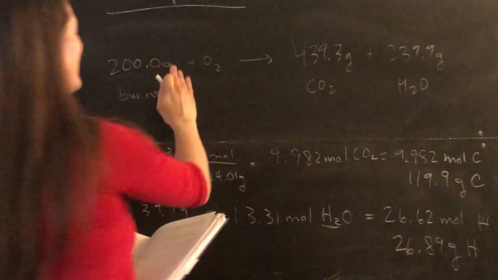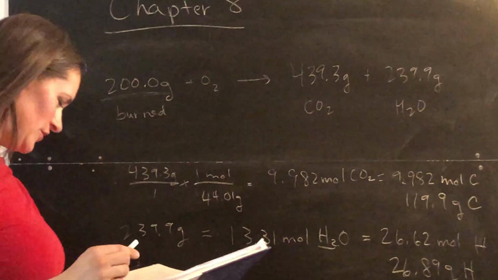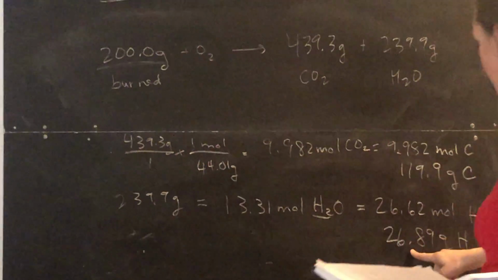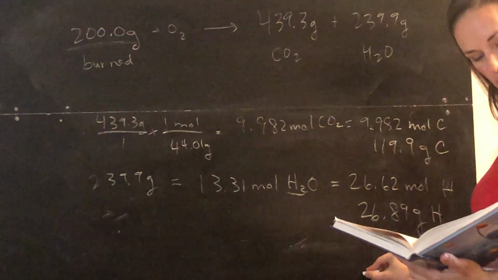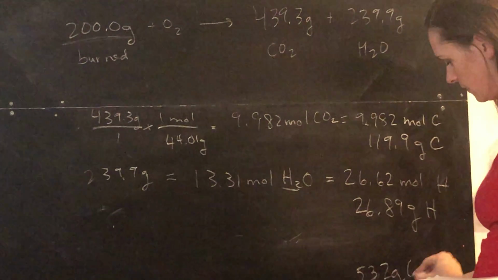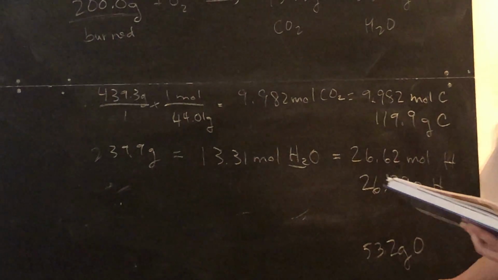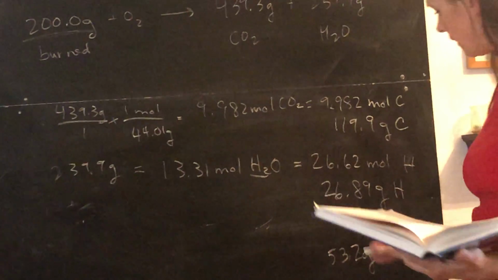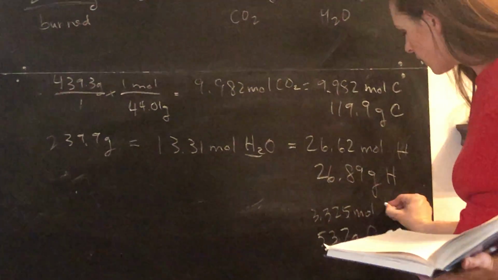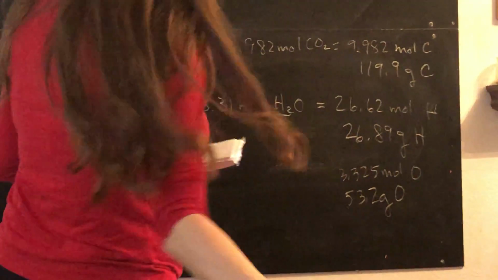No, I'm sorry, we didn't get it from here. This is what we use for combustion. It's what's left as oxygen in the original sample. So what's left, if we add these together and subtract it from 200, is 53.2 grams of oxygen. And then we figure out how many moles of oxygen that is by dividing by 16, that's 3.325 moles of oxygen.